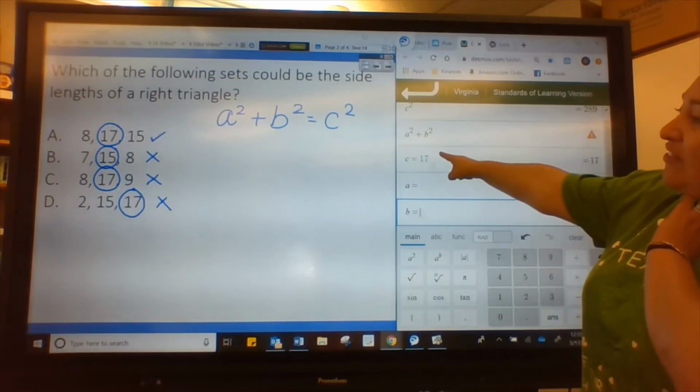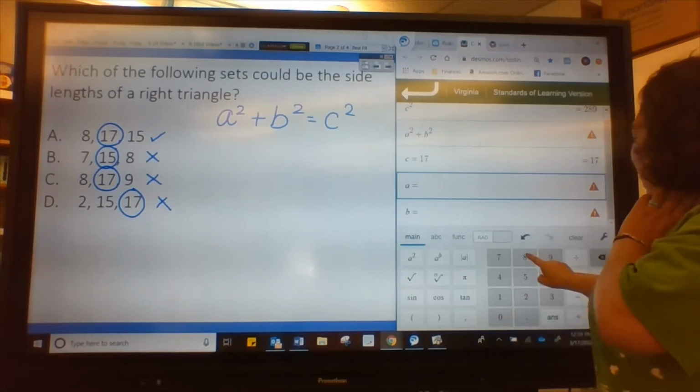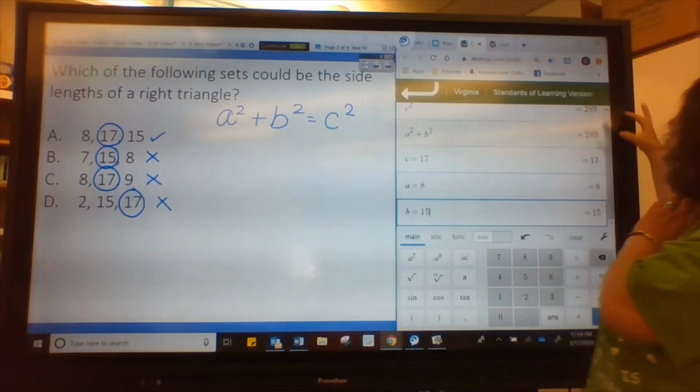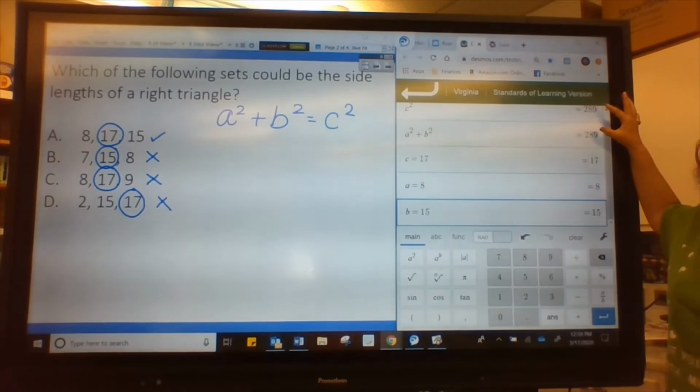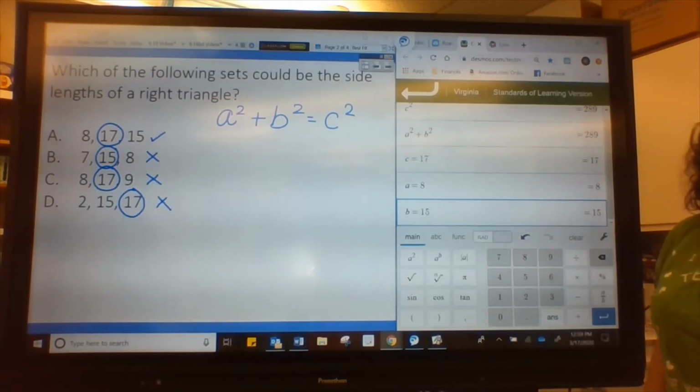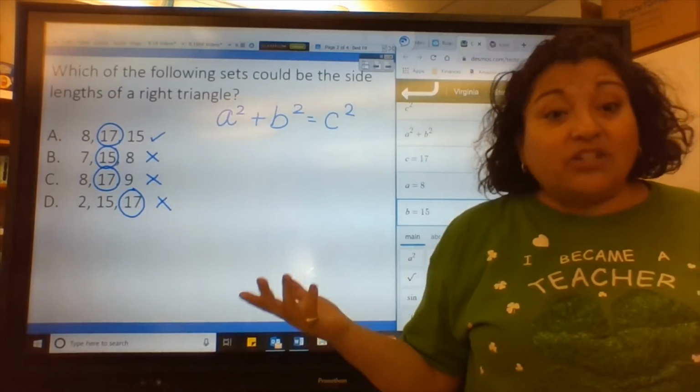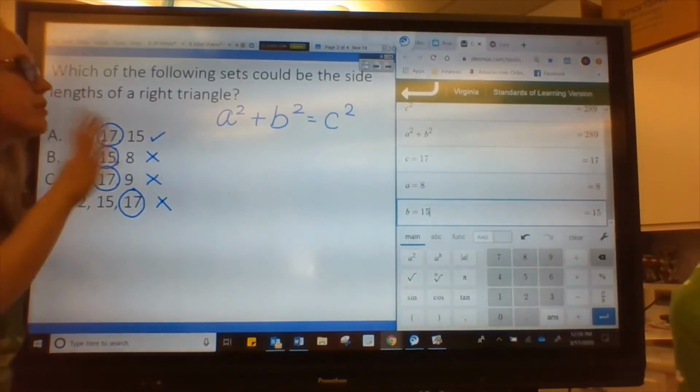So 17 was definitely the hypotenuse, and the sides were 8 and 15, correct? There it is, 289 and 289. So there's two different ways you can do it in the calculator, whatever makes you happy. But the bulk is, we're still just doing the work.